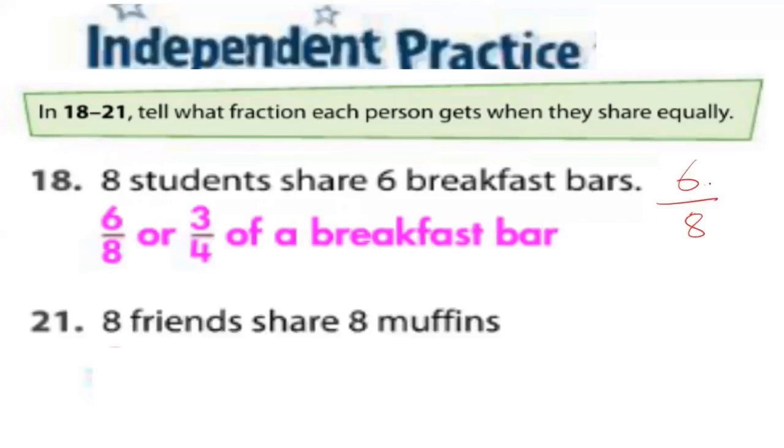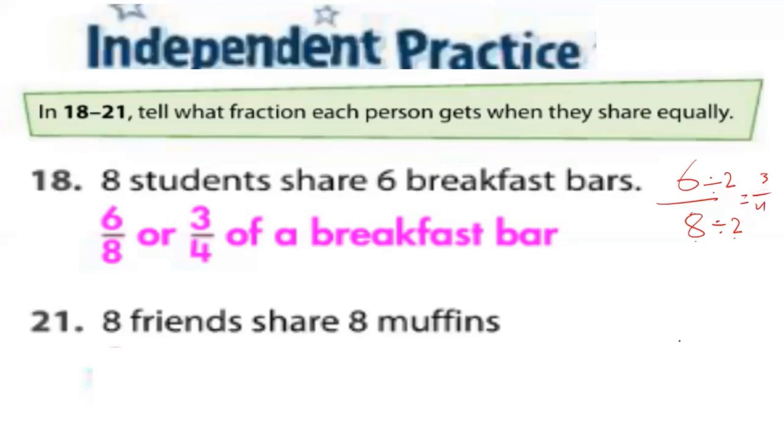Okay, there is a relation between 6 and 8. Here is divided by 2, here is divided by 2, up and down. 6 divided by 2 equals 3, and 8 divided by 2 equals 4. The share of each one will be 3 quarters, or 6 over 8 as you wish. Go to number 21.